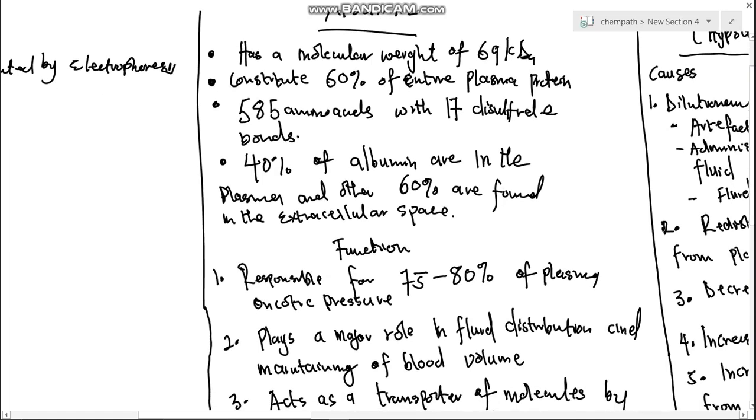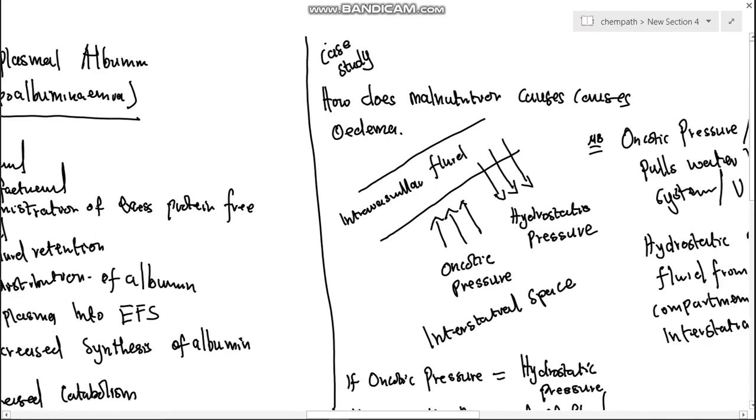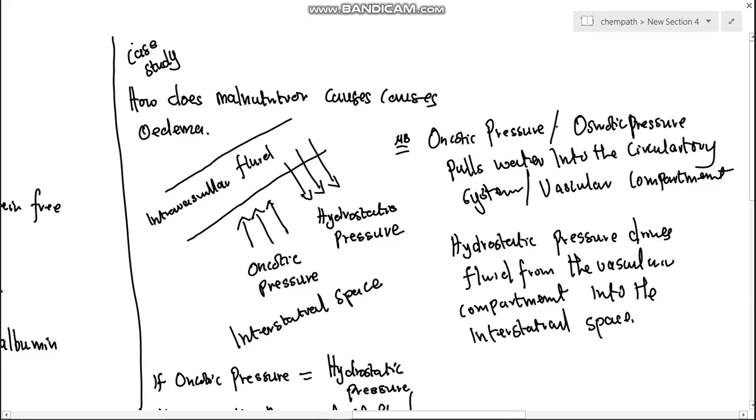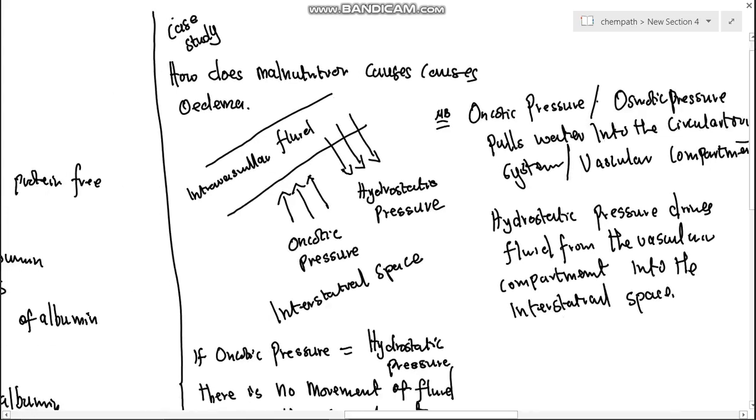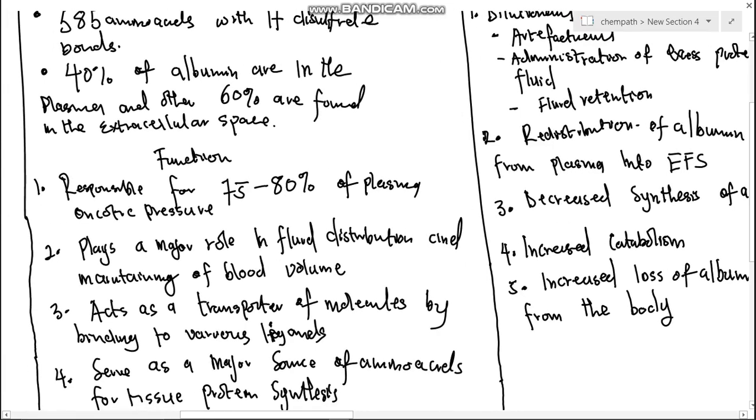Albumin is responsible for 75% to 85% of plasma oncotic pressure. Now let's talk about plasma oncotic pressure. Oncotic pressure is the same as osmotic pressure, and it's the pressure that pulls water into the circulatory system or the vascular compartment. The force that pulls water or substances into the vascular compartment is what we call the oncotic pressure. So albumin is responsible for about 75 to 80% of the plasma oncotic pressure.